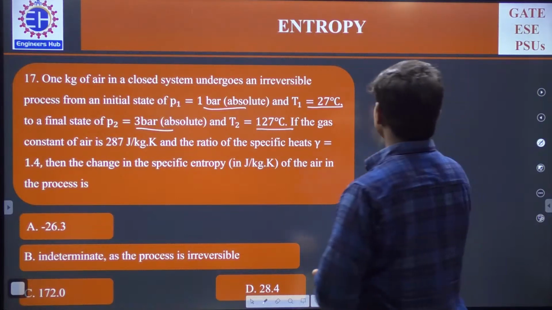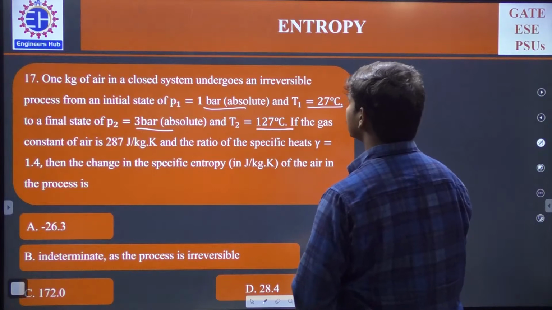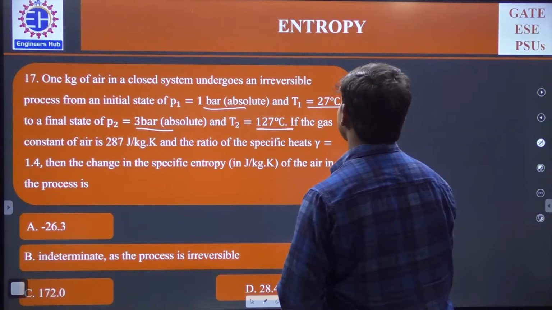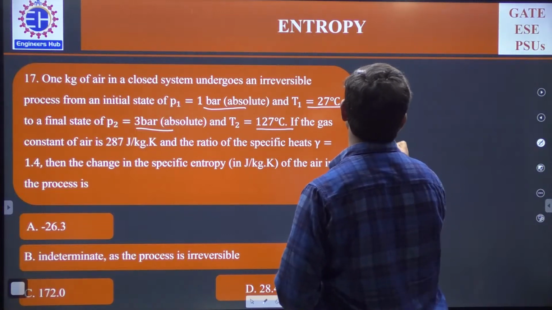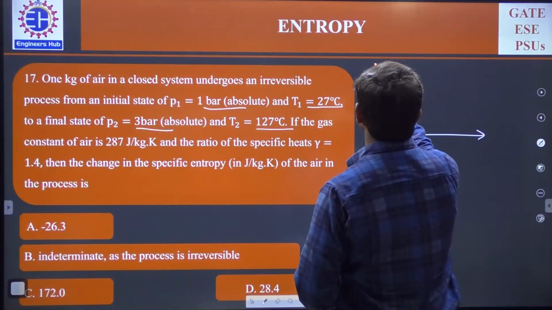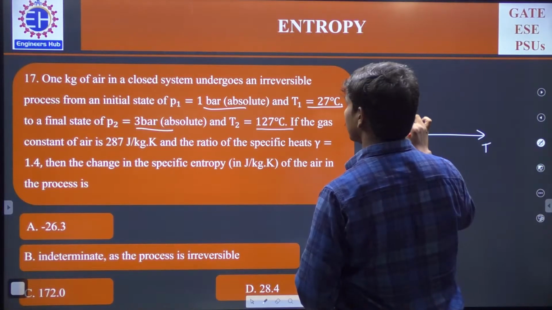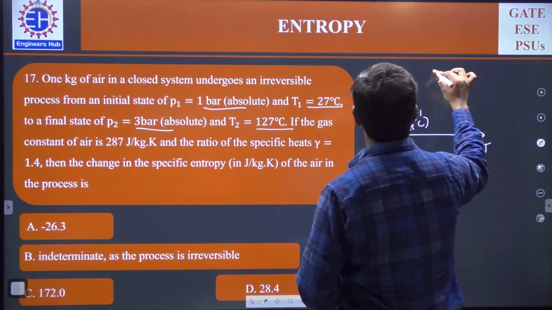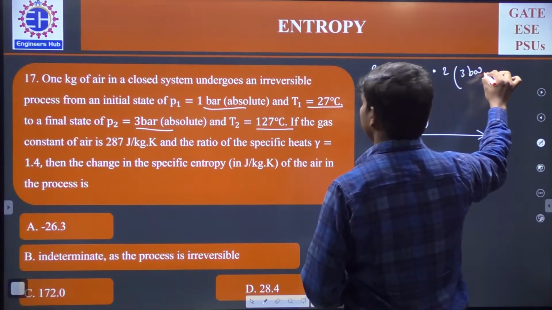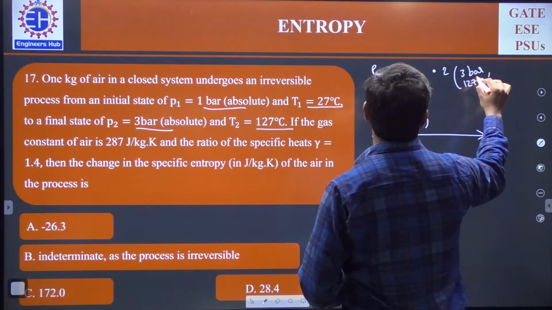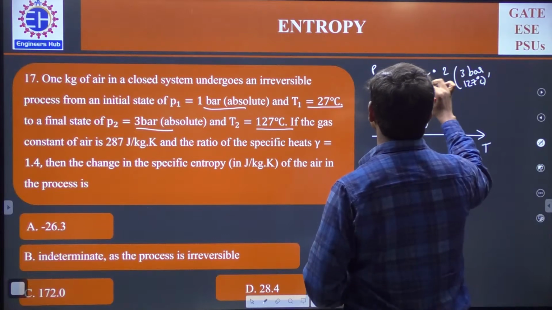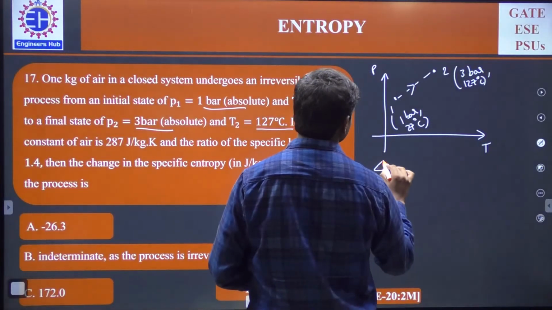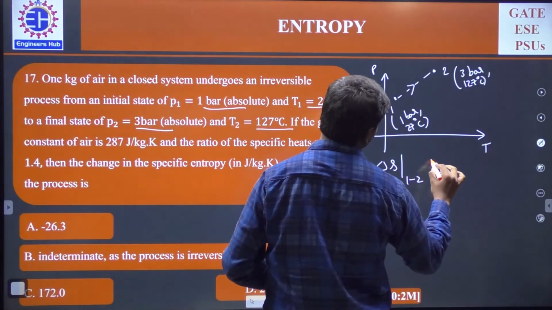See, where the gas is going from, if you try to draw this on a P versus T diagram, for example. Okay, let us draw this on a PT diagram. P, T, and this is state 1, which is at 1 bar and 27 degrees centigrade, and this is state 2, which is at 3 bar and 127 degrees centigrade. So there is some irreversible process that's happening here. But whether the process is reversible or irreversible, that doesn't matter. Delta S between 1 to 2 is the same along all paths.